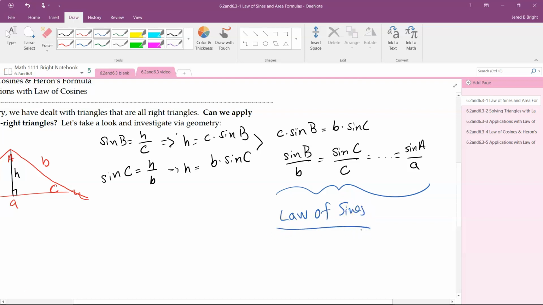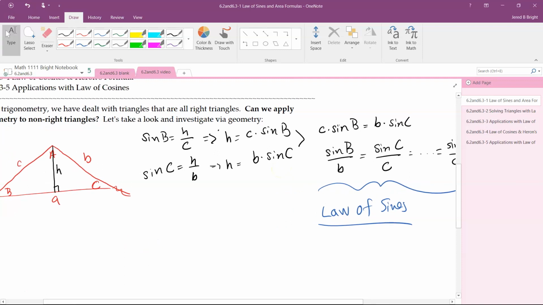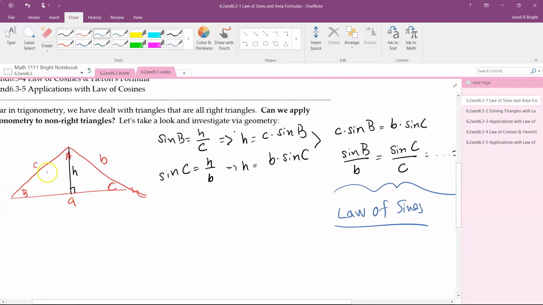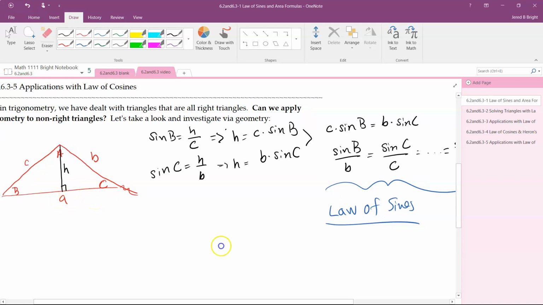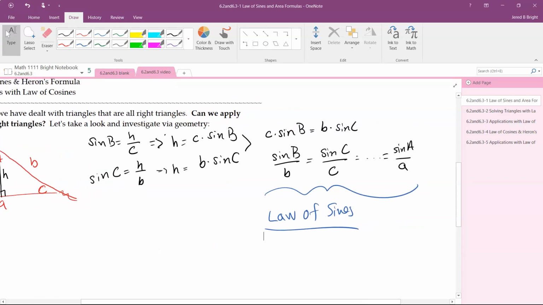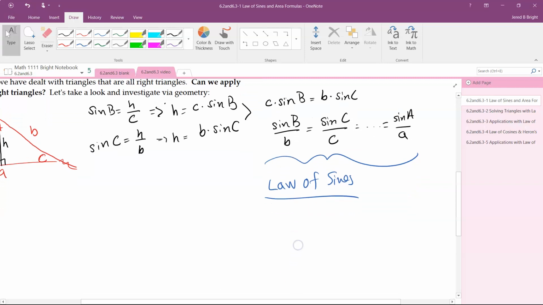So the idea is that for a triangle with side lengths a, b, c, lowercase, and angles A, B, C, uppercase, this ratio holds. This is going to be super useful in helping us solve different exercises, and we'll get some practice with that later on.